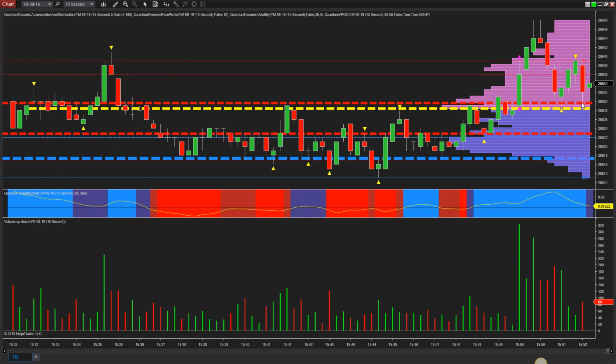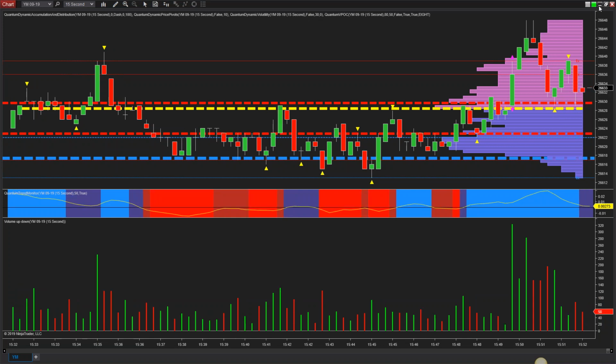Testing that level again. Not huge selling coming in under that candle, but enough. But that really tells its own story. Rising price, falling volume, not going far.